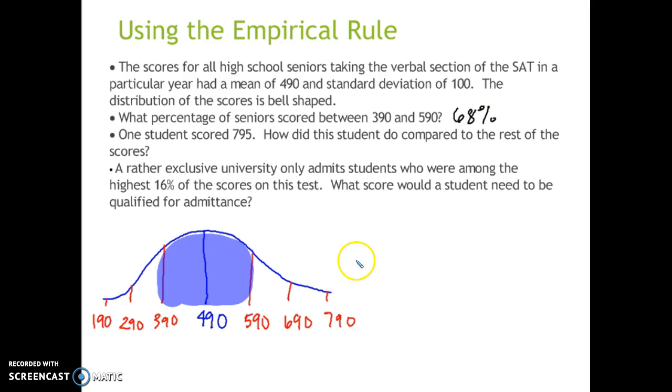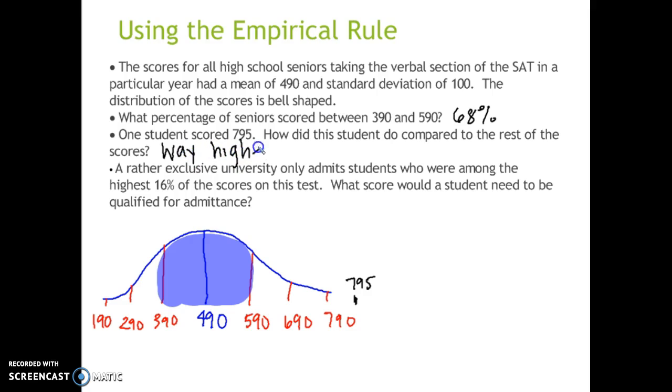One student scored 795. How did this student do compared to the rest of the scores? So 795 is going to be way up here somewhere. Right? So how did they do? They did awesome. They were way higher than everybody else.